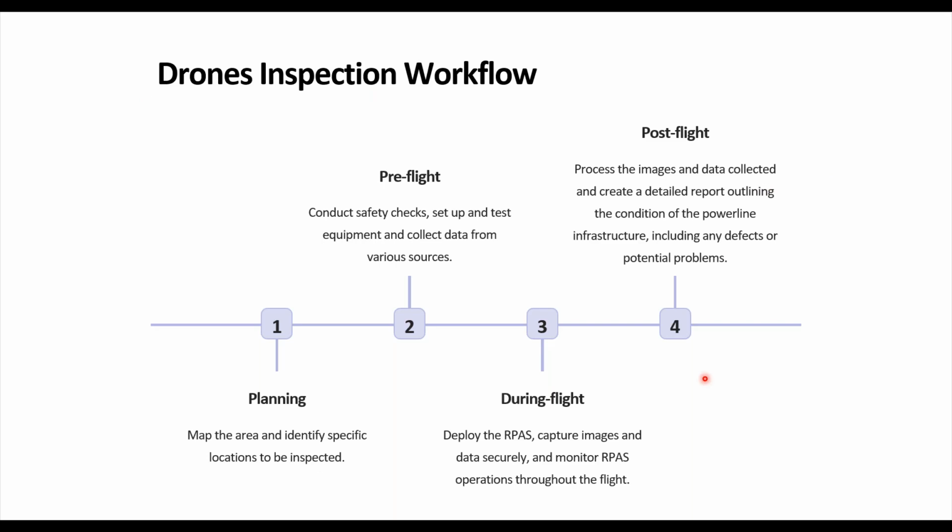So we use two operators. One is a pilot, who's just controlling the aircraft, and the other one is the inspector, who is controlling the camera, looking at the defect, and capturing all the images and videos as required. And then post-flight is when we take all the data, look at the defects that are there, and do a report based on that.